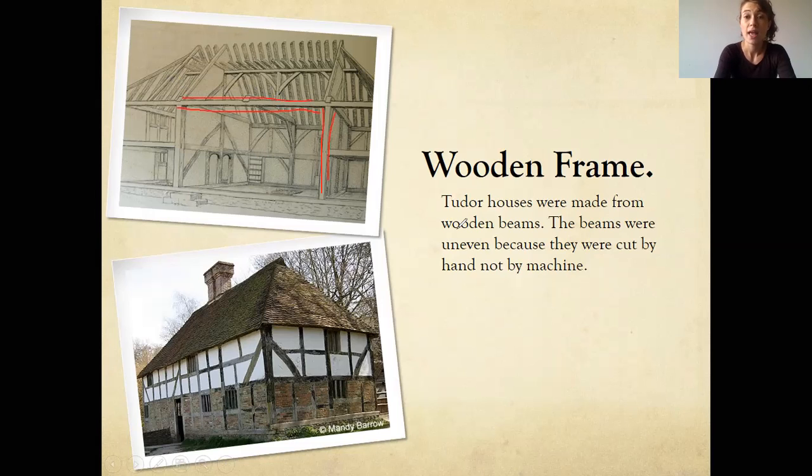The frames or the beams were uneven because they were cut by hand and not by machine. So what you can see here, these parts here, the frame of the house, we can see this is uneven. So it's not perfectly straight because it was made by hand and not by machine. So what we can see here is an uneven frame and the house was uneven. Let's check the third slide.